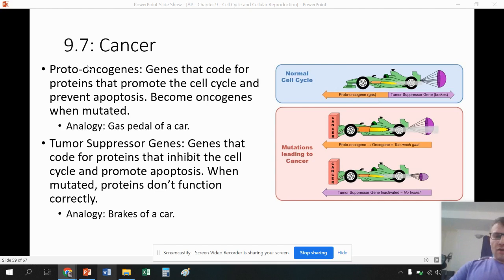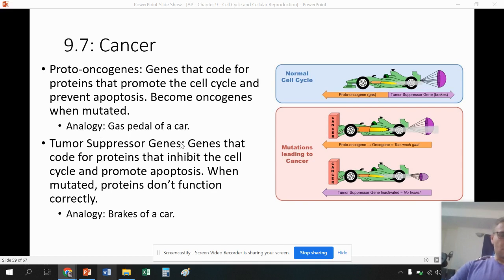You can have proto-oncogenes. These are genes that code for proteins that promote the cell cycle. Whenever they are mutated, they act like cancerous genes. So what that means is usually you have these genes that will initiate the cell cycle. Whenever they're mutated, it would be like if a gas pedal was always on in a car. This is going to cause the car to crash, you can see, into this wall called cancer.